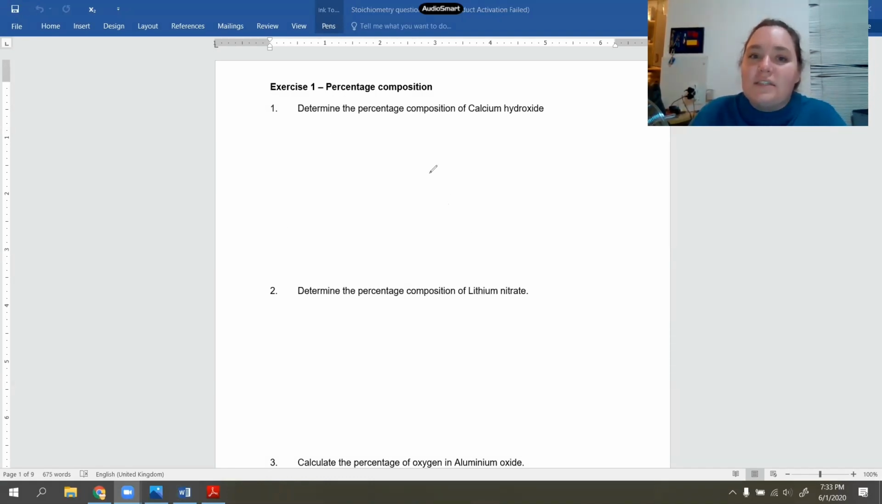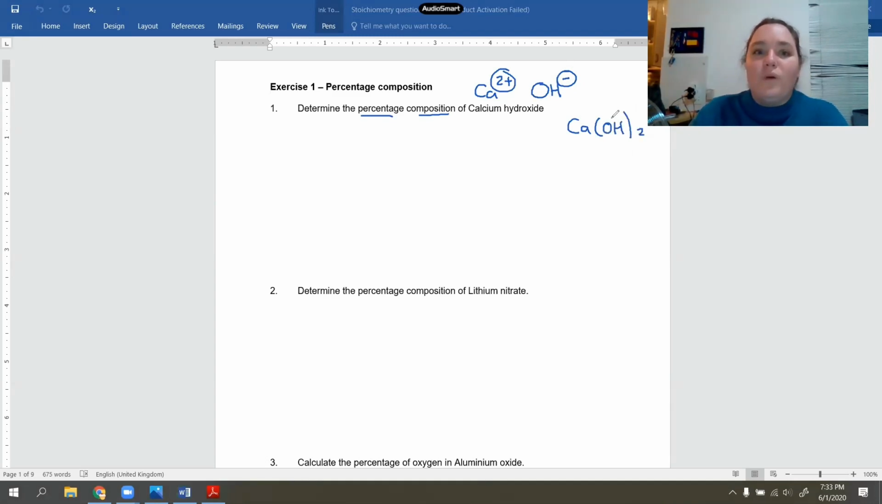So the question says, determine the percentage composition of calcium hydroxide. When we talk about percentage composition, we want to know how much of the calcium hydroxide by mass is made from the elements in it: calcium, oxygen, and hydrogen. Now, the first thing we've got to do is get the right formula, or we're lost from the start. Calcium is Ca2+. Hydroxide is a polyatomic ion, and it's OH-. So for my overall formula, these 2 swap, and I get Ca(OH)2.